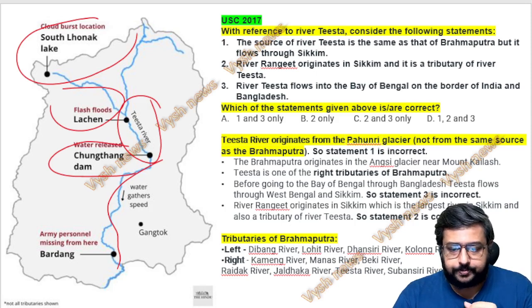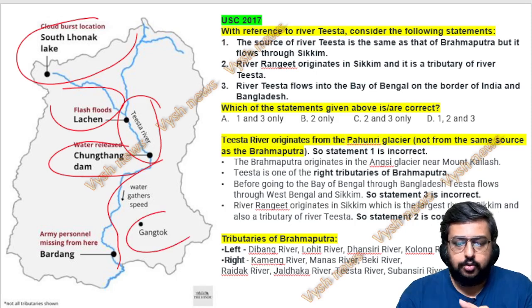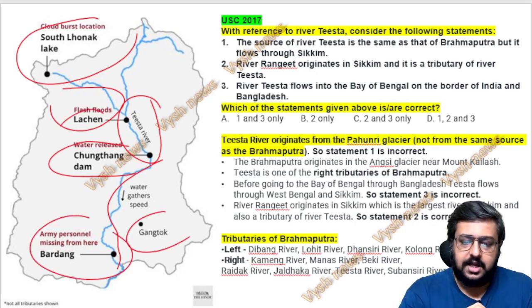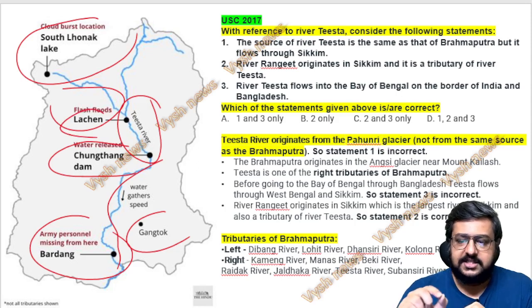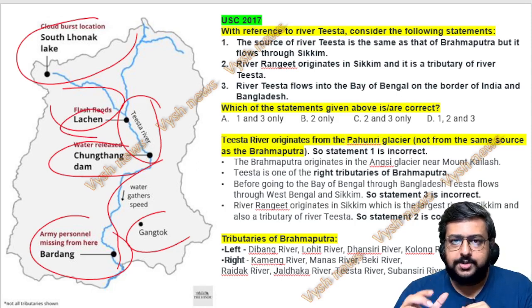So here, this is the capital city Gangtok, and here is where our army was, I think, and they got washed away. See, army personnel missing from here, Bardang. So these place names, Bardang, Lachen, Lonak river, Teesta river, these are the important things you have to note down for your exam. And the 2017 question was specific to Teesta, which nobody expected that year. It was a little tough question also, but the options were kind of easy.